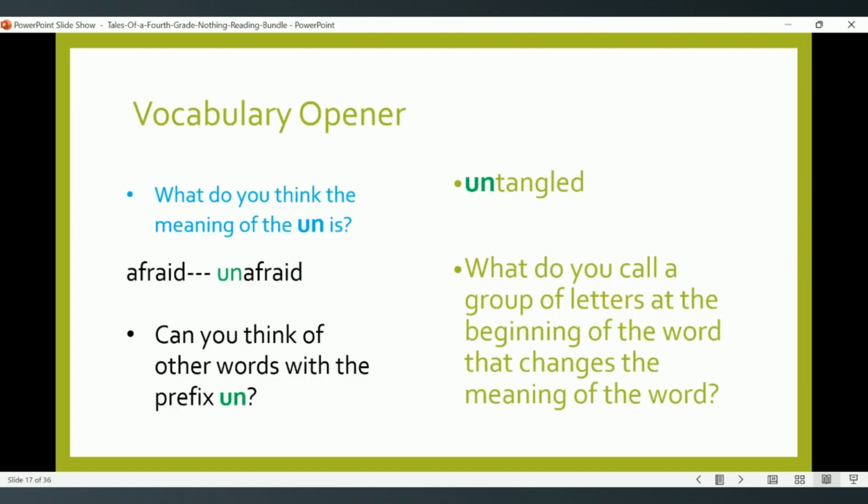Okay, so let's get into it. So today, lesson plan 3 in this series, again, we're focusing on retelling and telling things in sequence, because that helps readers to understand and comprehend the stories. So we're going to start off with our vocabulary opener today.